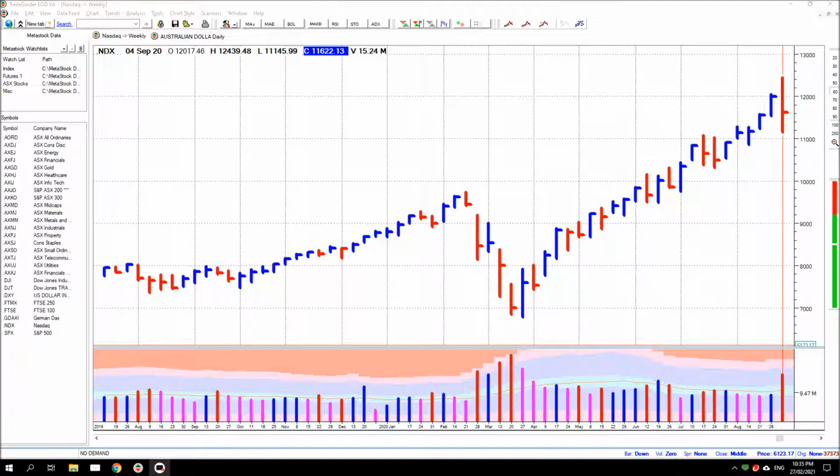In front of you, you can see a chart of the Nasdaq 100. It contains a lot of the major trading stocks in the US at the moment. Stocks like Apple and Google, Microsoft, Facebook. It's a highly traded market. This is a weekly chart.